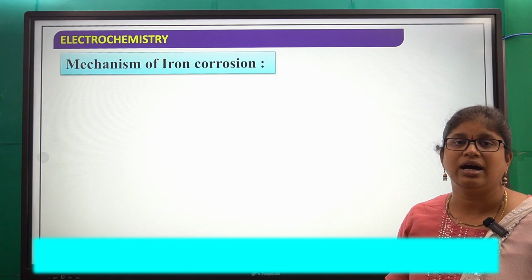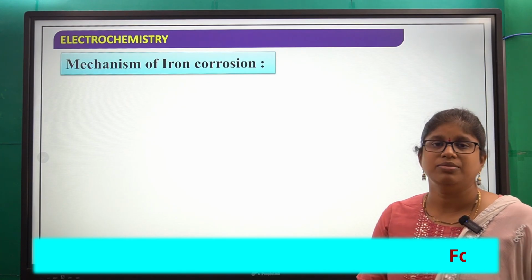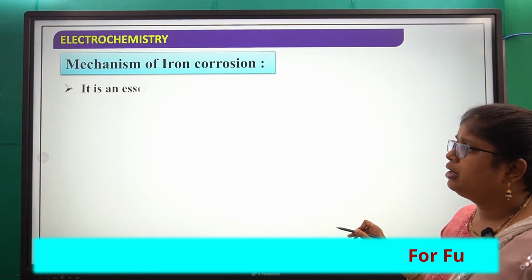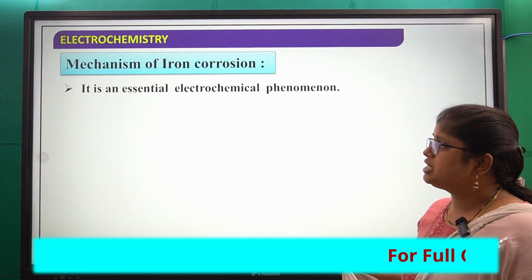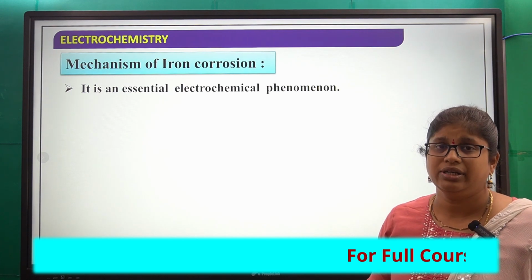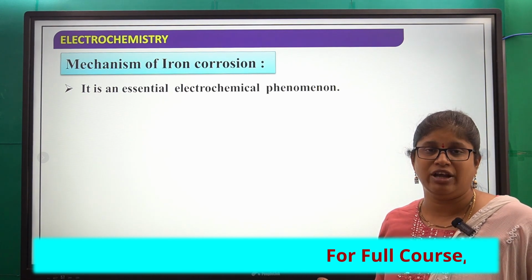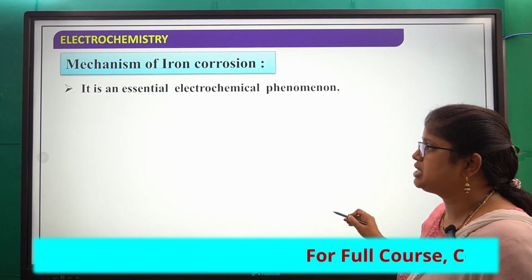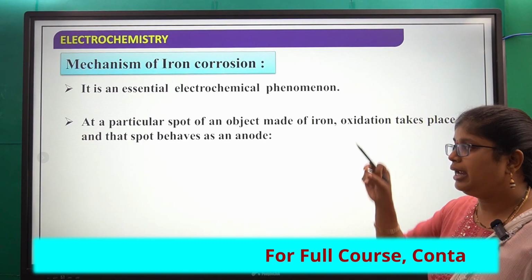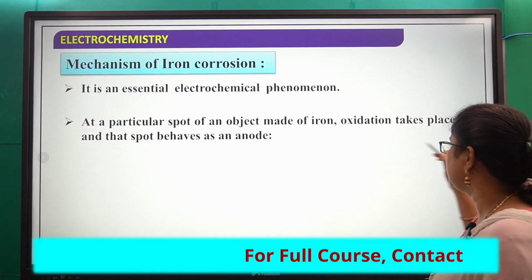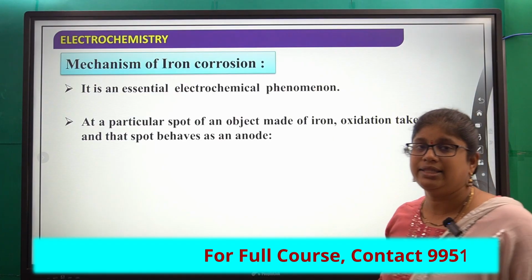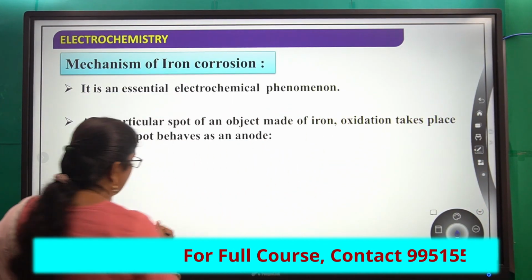Next, what is the mechanism of iron corrosion? How does iron form iron oxide in the presence of water and air? It is an essential, interesting electrochemical phenomenon. So how does it take place? For example, if you take an iron rod, at a particular spot on that iron, oxidation takes place and that spot behaves as an anode.